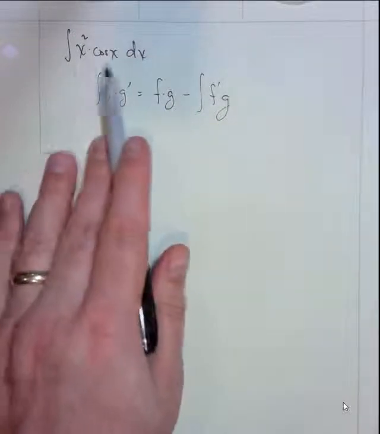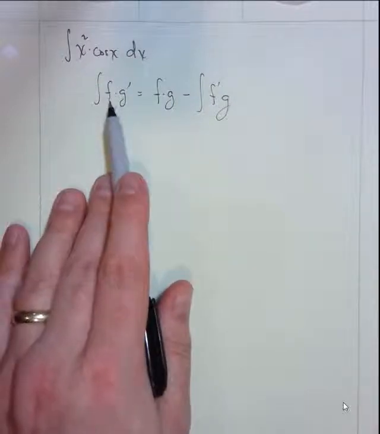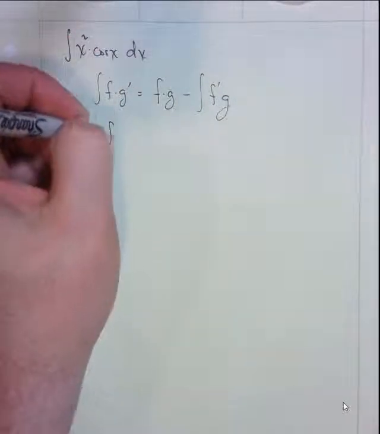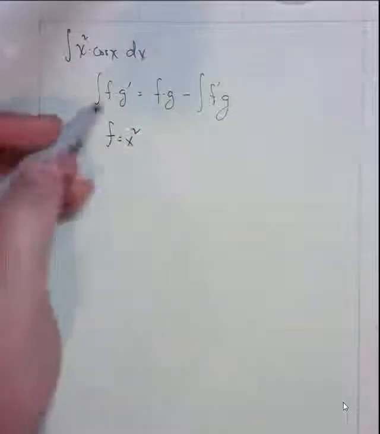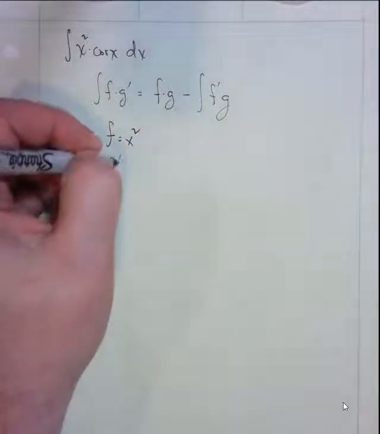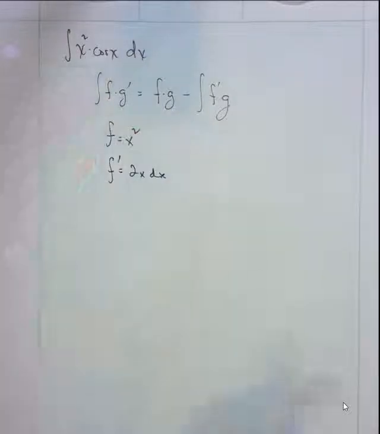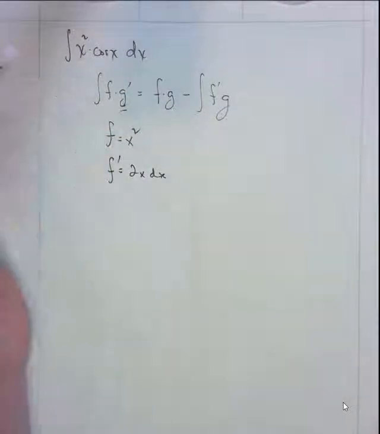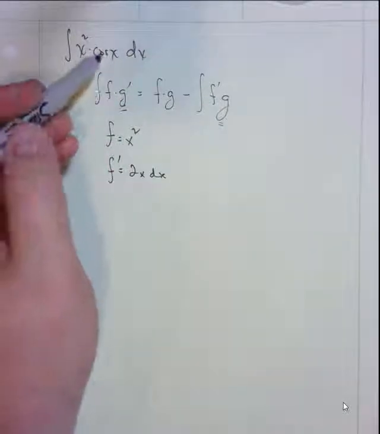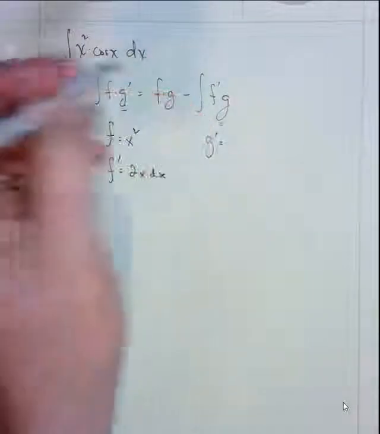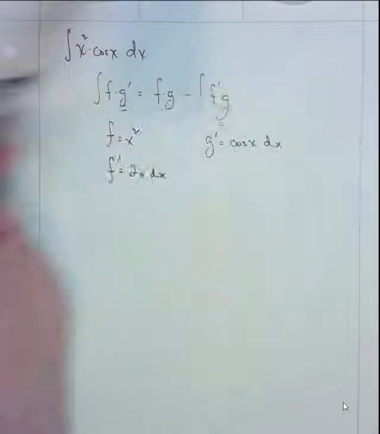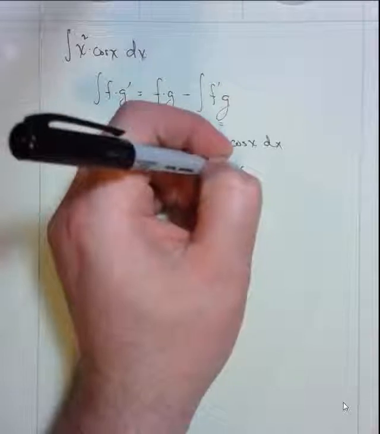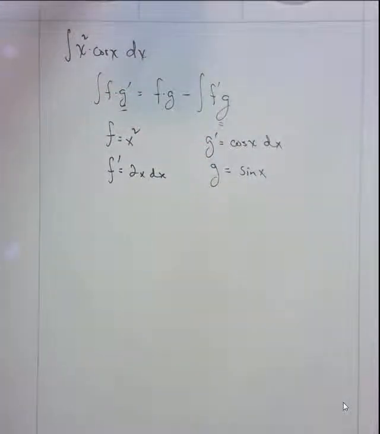In this case, it will be strategic to allow x squared to be associated with f. So if we let f be x squared, that means that the new integral we're about to construct will actually have 2x dx in its place. The price of that is to swap g prime for g, in other words, to swap g prime being cosine of x for g being sine of x.